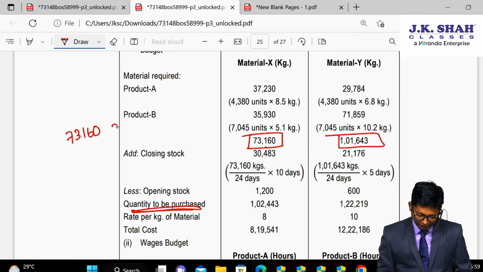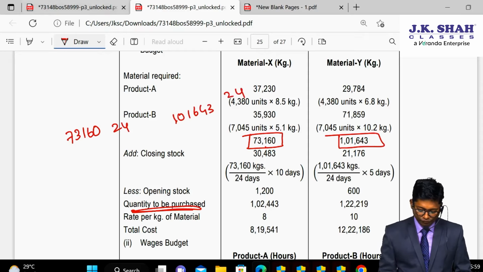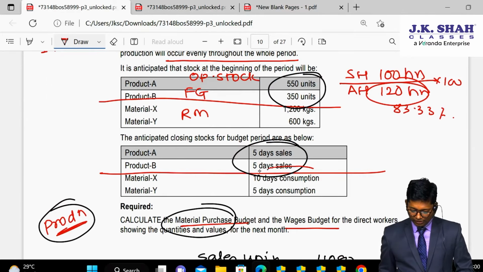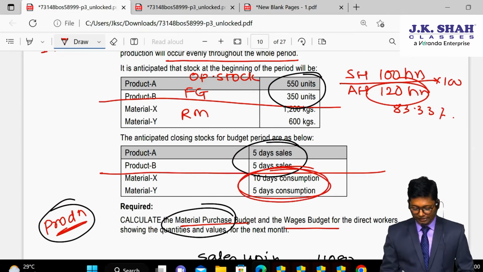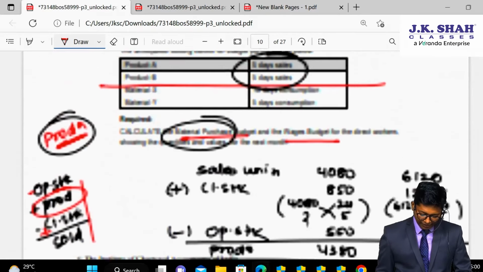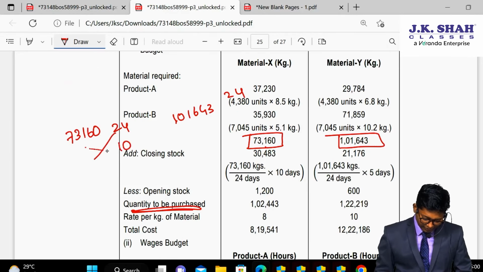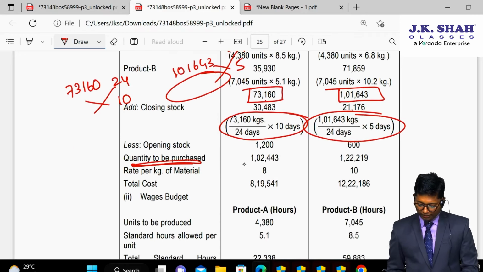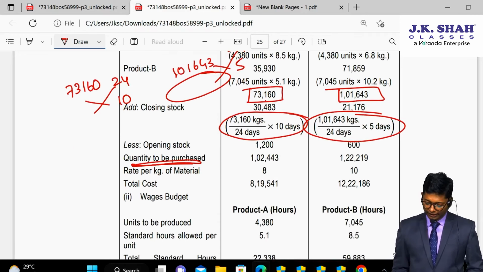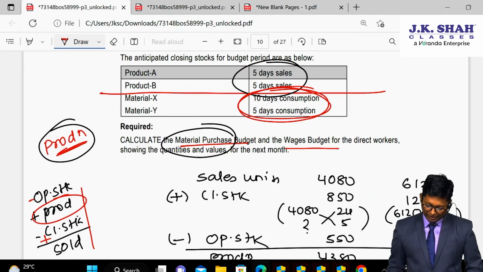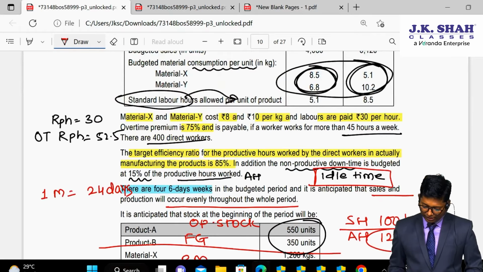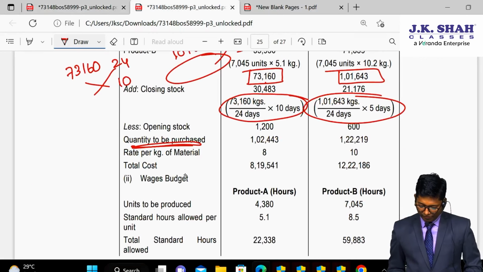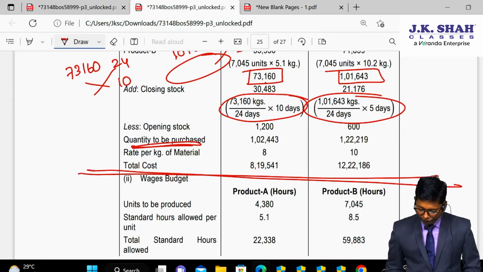Now see guys, this material requirement 73160 is the requirement for 24 days and 101643 is the requirement for 24 days. The question says this stock is of 10 days of consumption and 5 days of consumption. Then for 10 days and 5 days we need to find out the answer. If you cross multiply this, you are going to get the answer. Once you take the total, this is going to give you the quantity to be multiplied with the rate of material, and the rate of material is given in the question. It is 8 rupees and 10 rupees, and after multiplying this, here will be the end of your purchase budget.